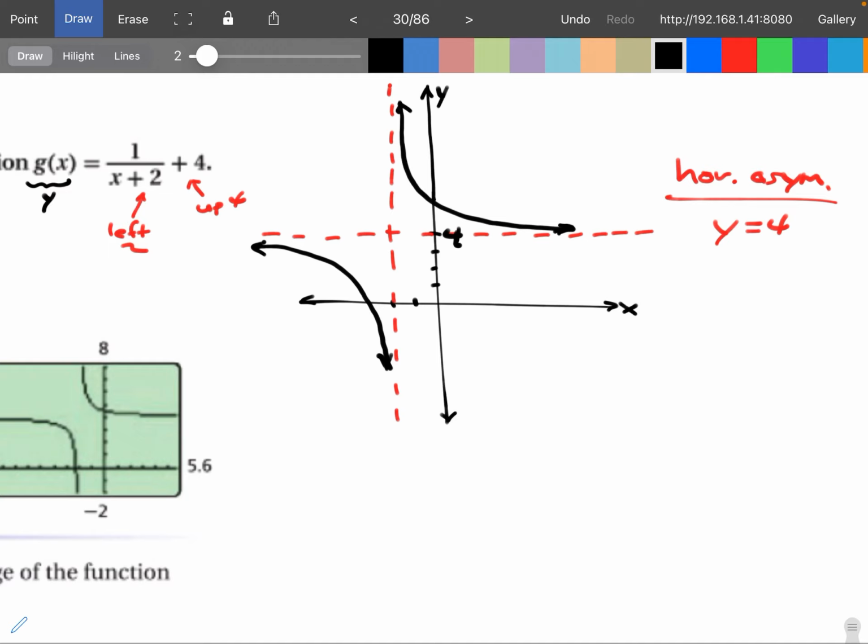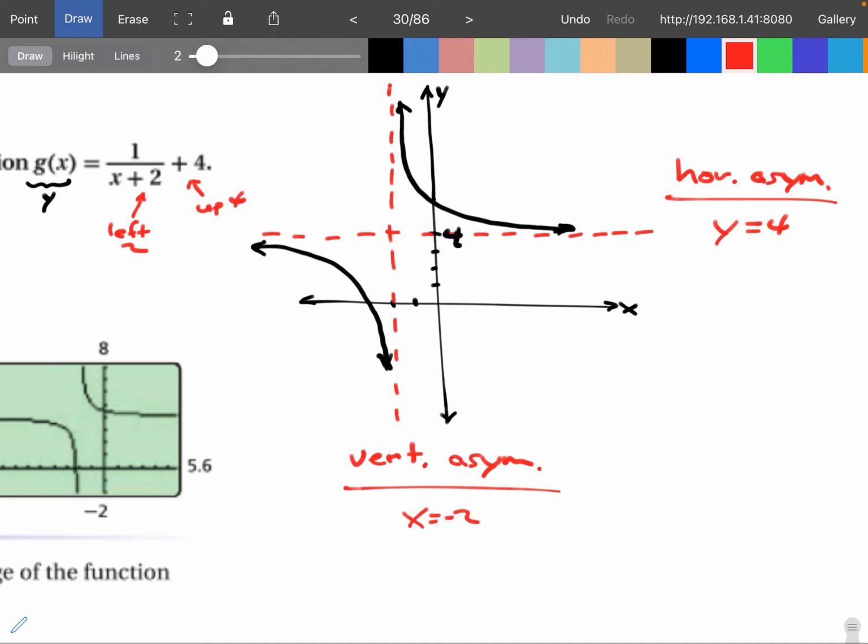And then same idea with the vertical asymptote. When it's a vertical line, that's an x equals equation, right? So we're going to write the vertical asymptote. That is a vertical line at x equals -2.